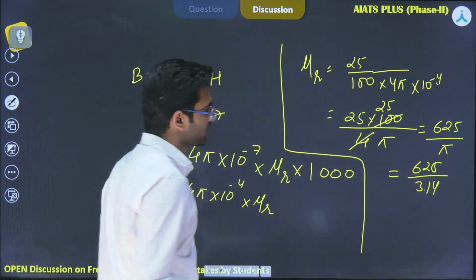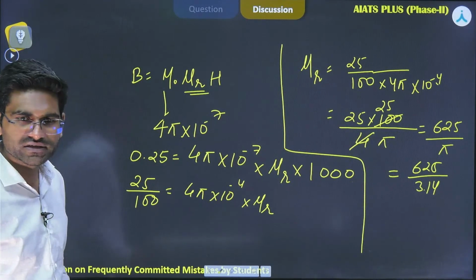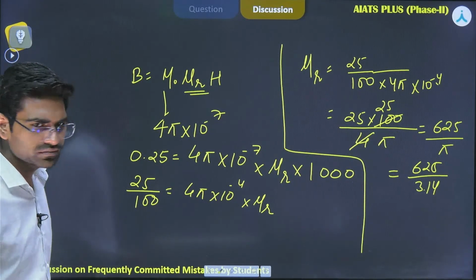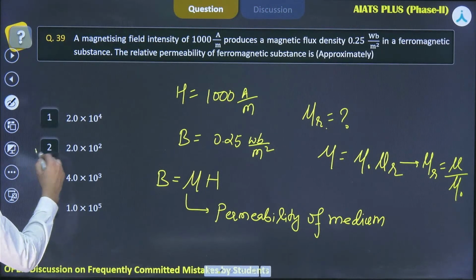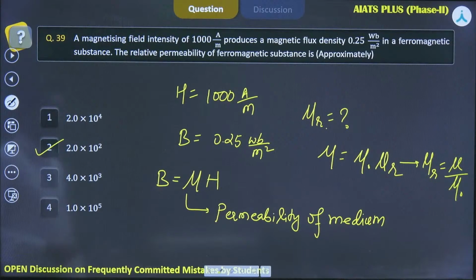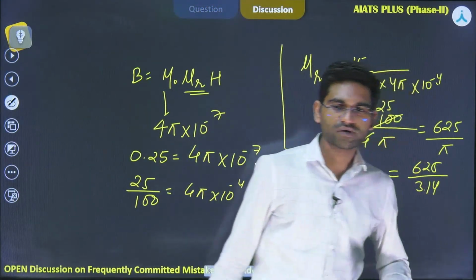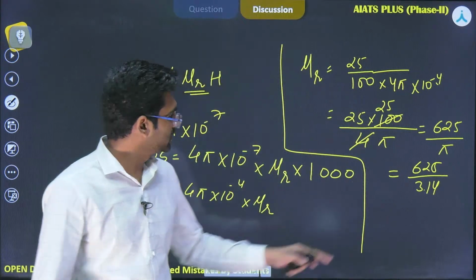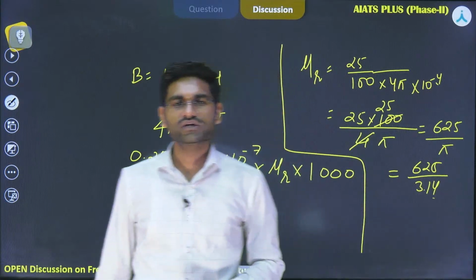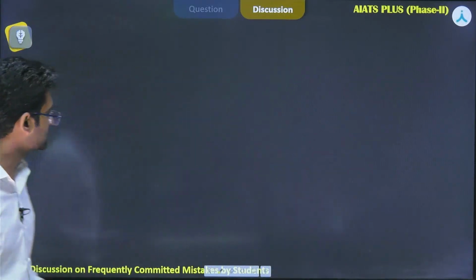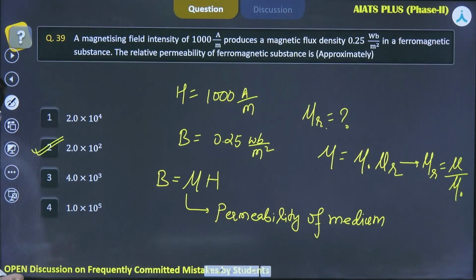So this will be equal to 625 divided by 3.14. It should be around what? 200 into 3 is 600, so around 200 we have the value of this, 2 into 10 raised to power 2. 625 divided by 3.14, so 3.14 into 200 would almost equal 625. That's why the answer should be 200. Any doubt?